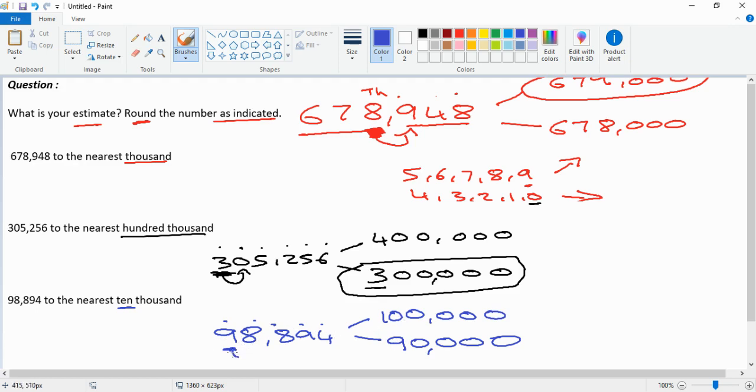And we look at the place to the right. If it is, look at our rule, 5, 6, 7, 8, 9. It's an 8. We're going to go up. We're rounding up. So it becomes 100,000.